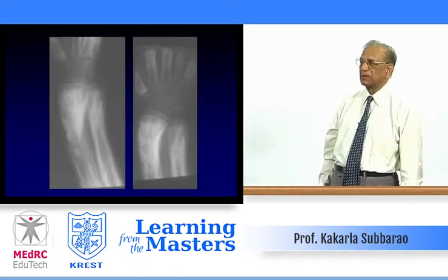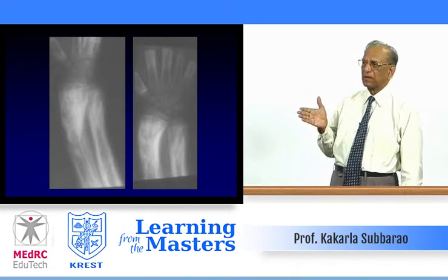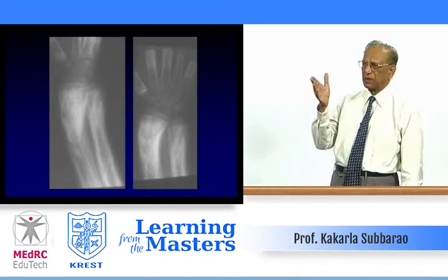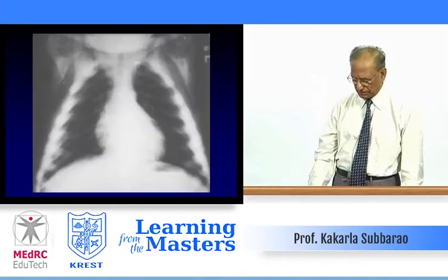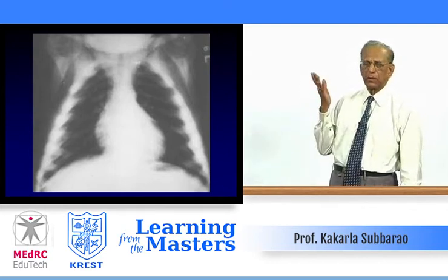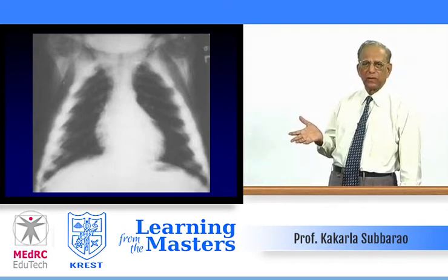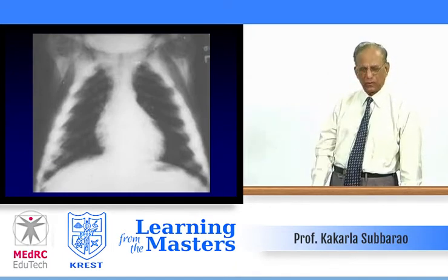Look at this. Increased density, deformities, and some periosteal reaction is also noted at the concave end of the radius. Looks almost like a marble bone disease, diffuse density of the bones, and if you look carefully, there is widening of the bones also.